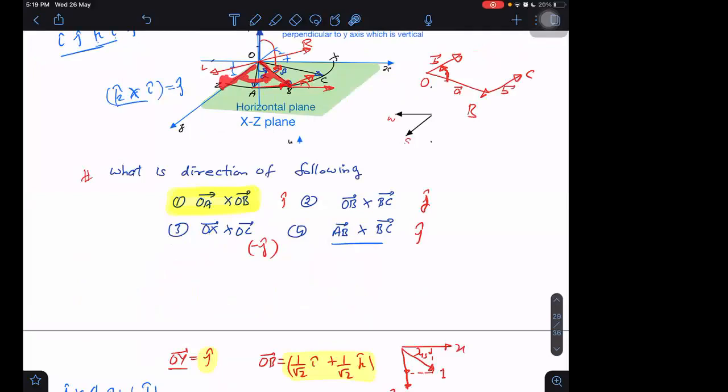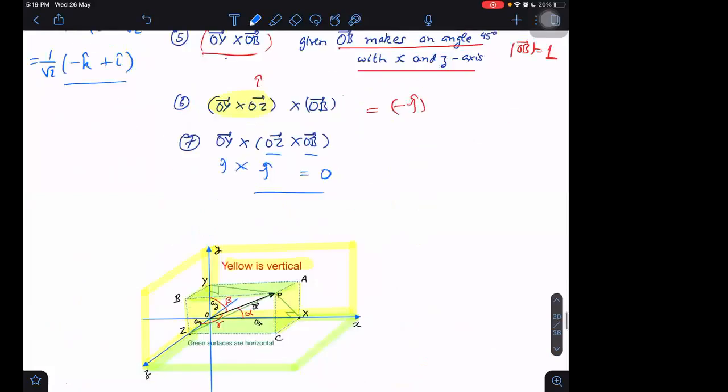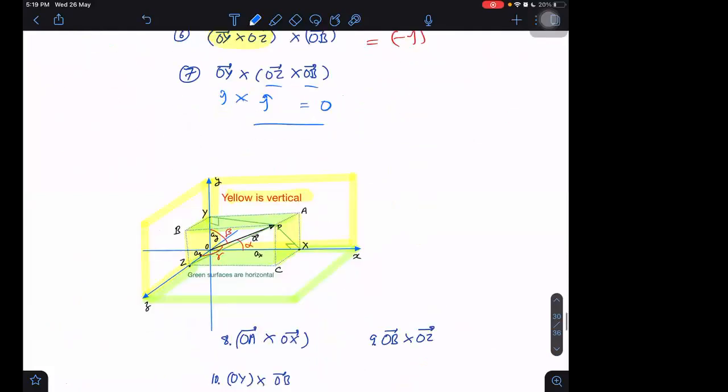We can tell easily OZ cross OB is J cap. So what is J cap cross J cap? J cap cross J cap will be 0. It is a null vector, and for a null vector the direction is arbitrary. We cannot define it, because it is just a null vector. Undefined, we can say.